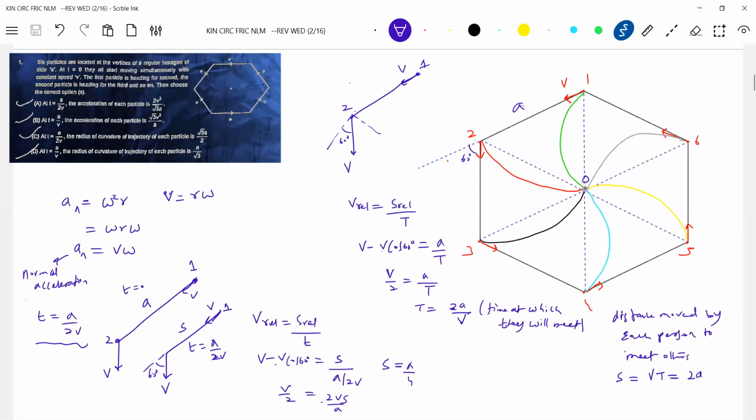How to get the omega? Just wait. I think this angle is correct. Correctly, sir. Okay, that will be correct. S equal to a by 4 is what I'm getting by subtraction. Okay, now we'll go for omega relative calculation.